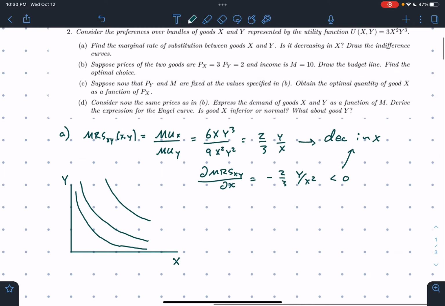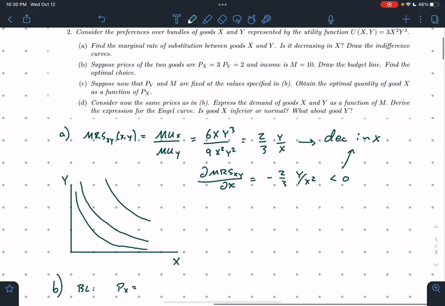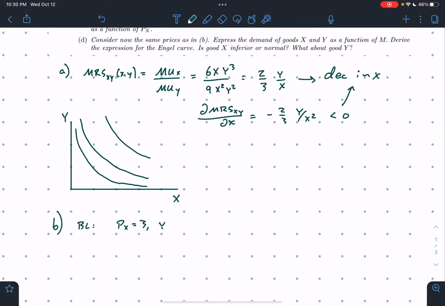All right, so now for part B, we want to look at the case where the prices of the two goods are px equal to 3 and py equal to 2, and income is 10. Then we want to draw the budget line and find the optimal choice. First, the budget line. We know that the price of x is 3, the price of y is 2, and income is 10. So the budget line is going to be 3 times x plus 2 times y equals 10.